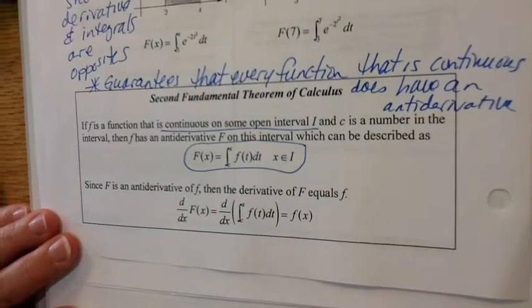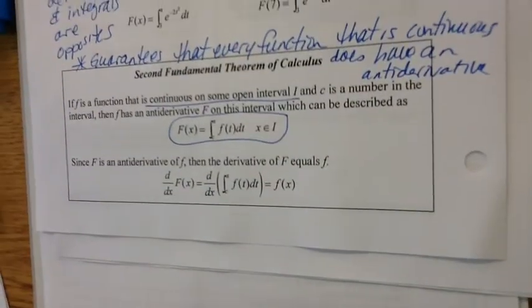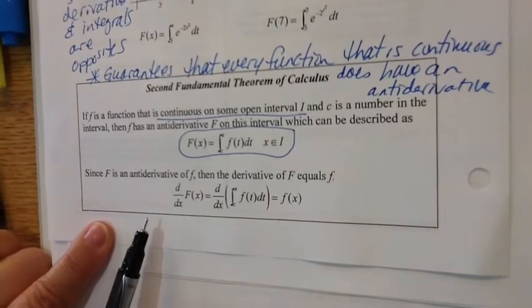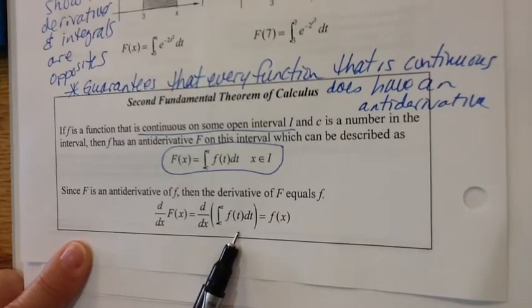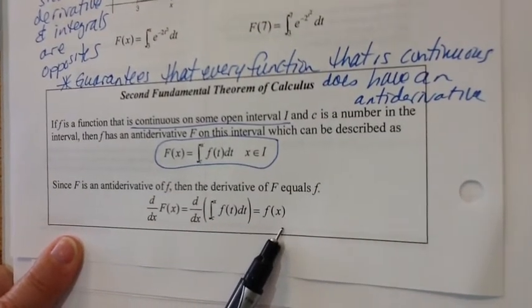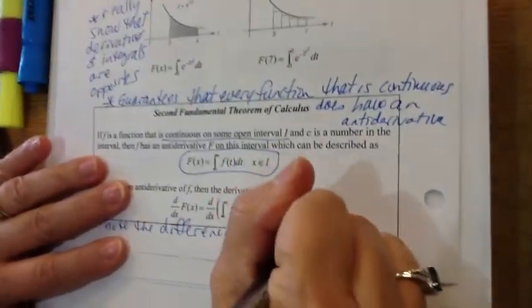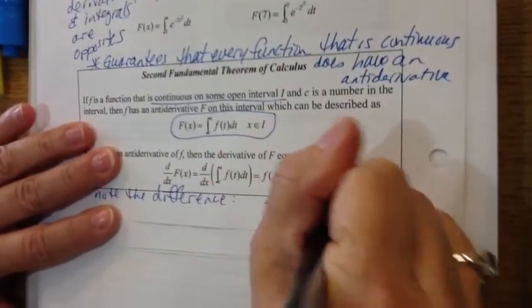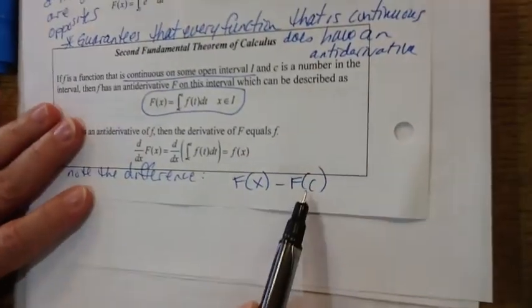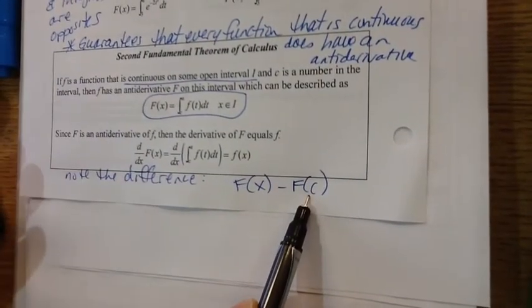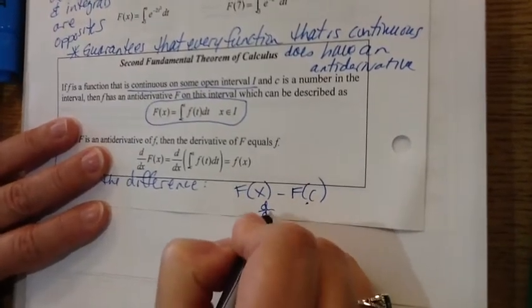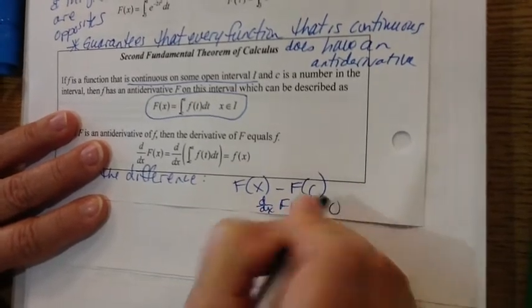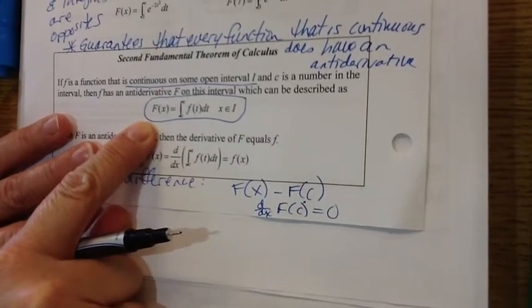Wouldn't it have been nice if they used different letters? So here's the key. This is what you're going to see a lot of, this formula. The derivative of big F is the derivative of the integral, which is little f. Remember, if you have F of x minus F of c, what's the derivative of F of c? C is a constant. What's the derivative of a constant? 0. That's why you see just F of x here, because the derivative of a constant goes away.